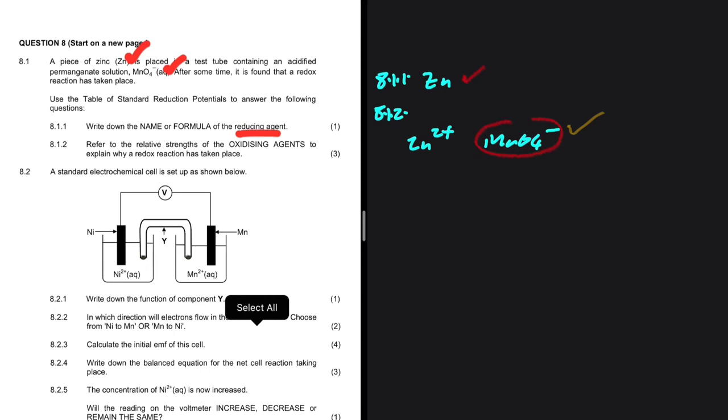It is going to undergo oxidation to form zinc 2 plus and 2 electrons. That is 8.1.2. Let's take a look at 8.2 and 8.2.1.